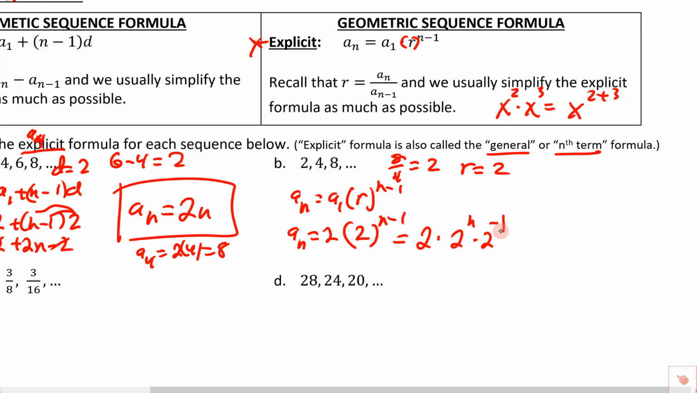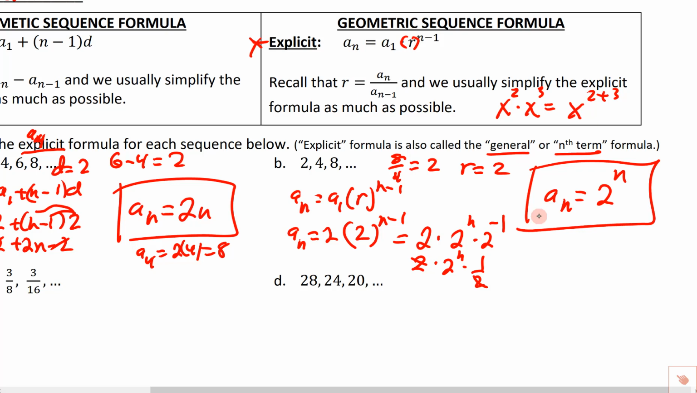Dane, do you remember what a negative in the exponent means? Reciprocal. So this is 2 times 2 to the n times 1/2. And I can cancel that 2 with that 2. You wouldn't want to mess with the exponential at all. So the only thing left on this one is a sub n, the nth term, is just 2 to the n. These are 2 really, really simple sequences. The first one's arithmetic. The second one's geometric. Any questions there?